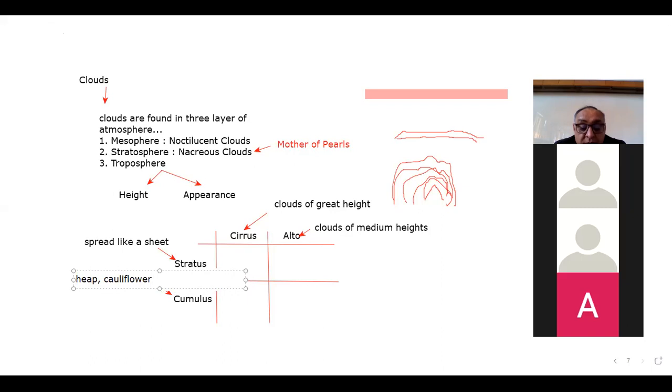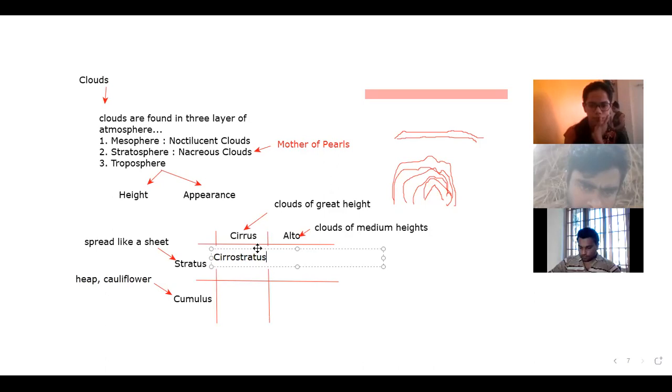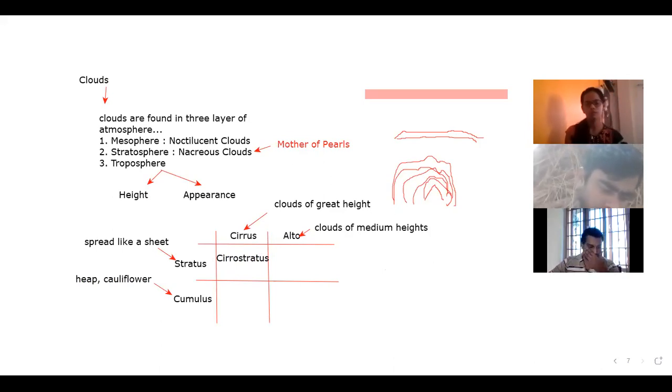Now, beta, what is next? I'm coming to that point. Next is the combination of these. So the stratus clouds which are formed at a great height are called cirrostratus clouds. Okay, cirrostratus. These are of stratus type and are formed at great height, so those clouds are known as the cirrostratus clouds. I think it's clear to you. And these clouds we can say are called altostratus clouds. Okay, altostratus clouds.